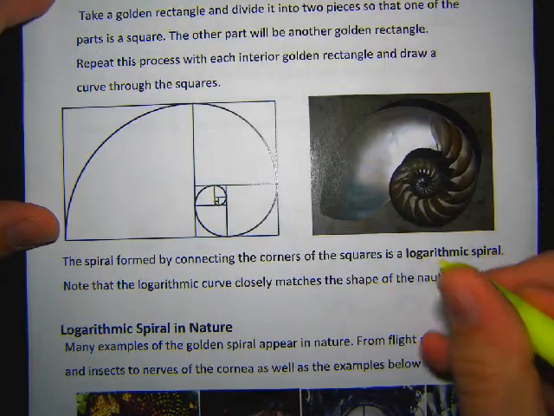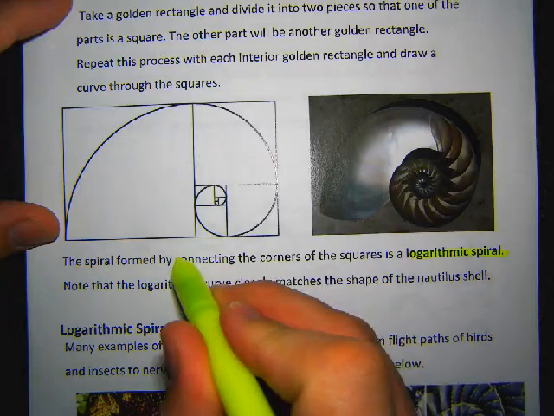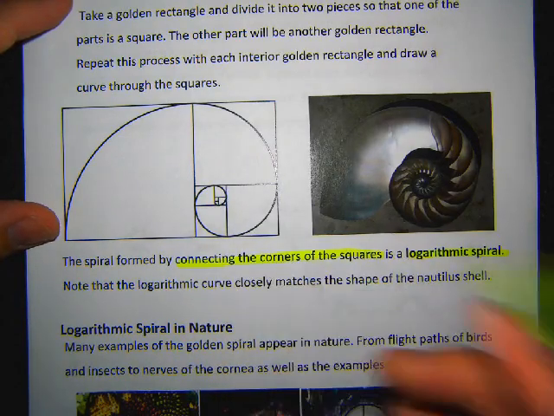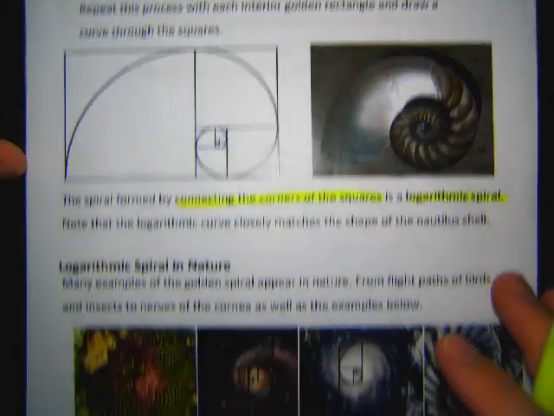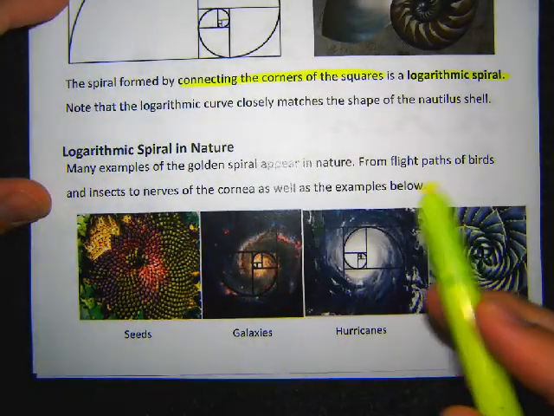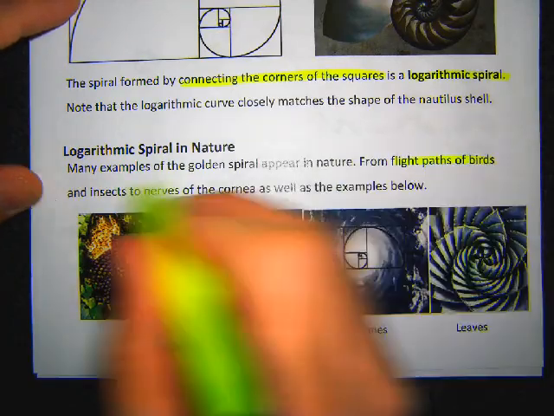So that's the logarithmic spiral, and it's done by connecting the corners. It closely matches that nautilus shell. It actually shows up in other places as well. In nature we see it in the flight paths of birds and insects.